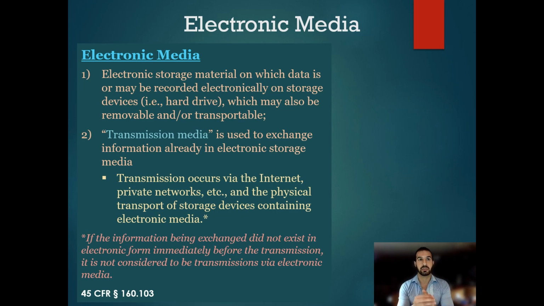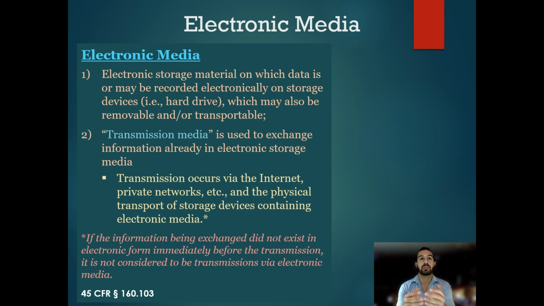So in the subsection, you can see transmission can occur over the internet or private networks. When we say private network, a good example would be a hospital network where they have their electronic health record system, and it's a closed private network. It's not open to the public. And it also states in there storage devices that contain that electronic media.